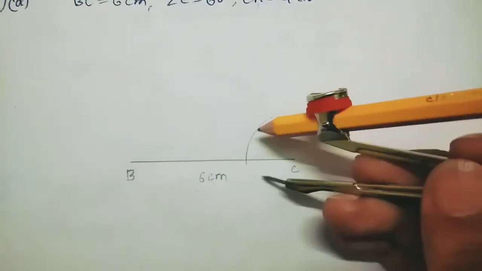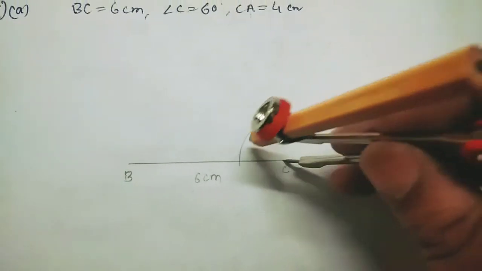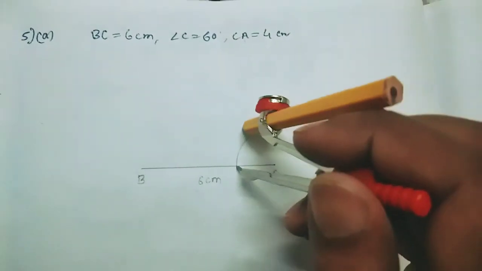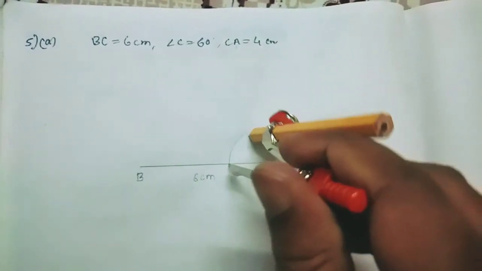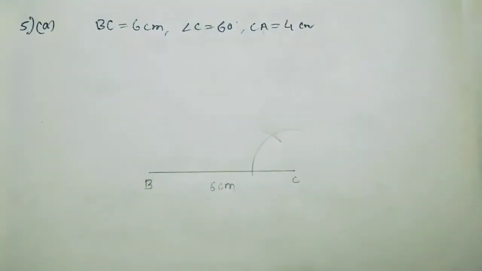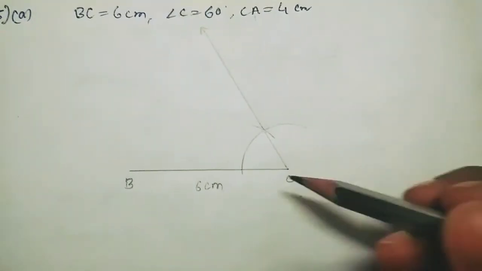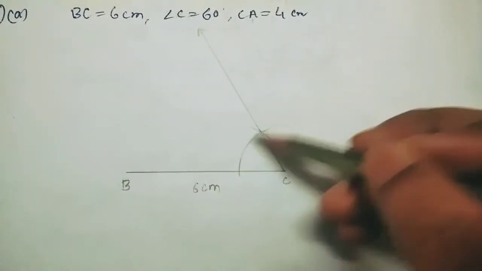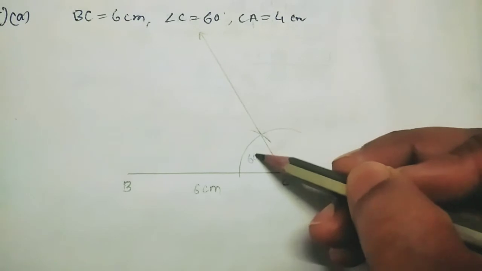To construct a 60 degree angle from this point C, we make any arc. Okay. With the same arc from here we'll cut again, one point here. We'll cut one point. Now we will join this line. Okay. This will be our 60 degree. So we have joined this line from this point. So this is our 60 degree angle. Understood now? This is our 60 degree angle.